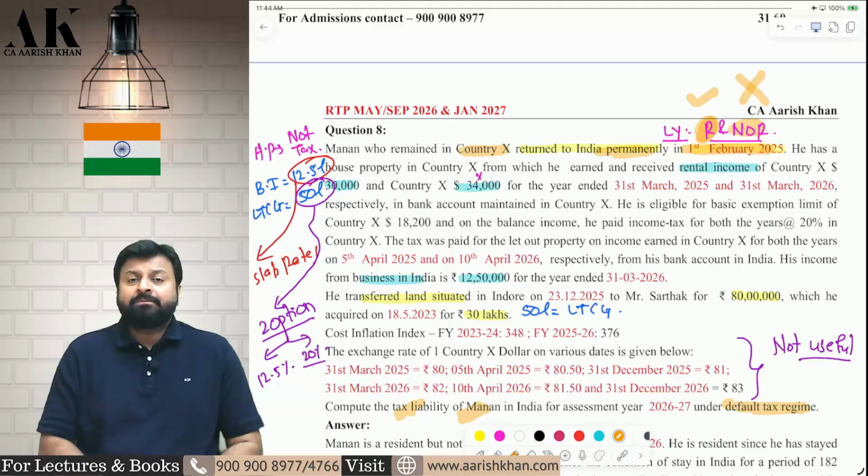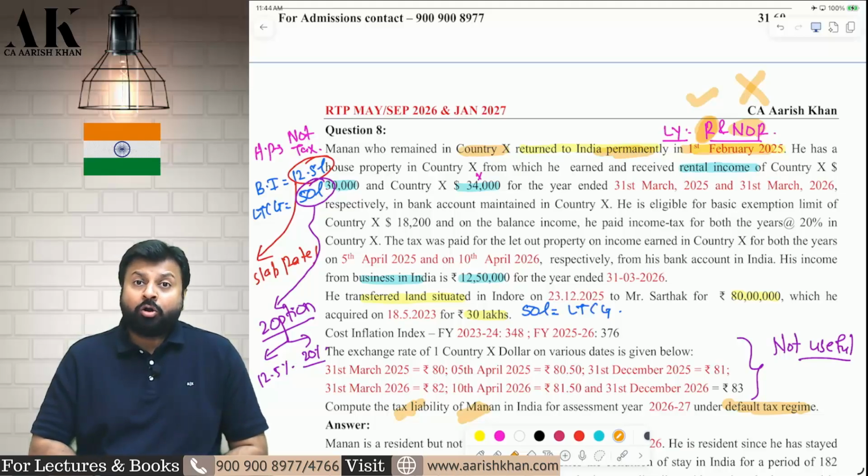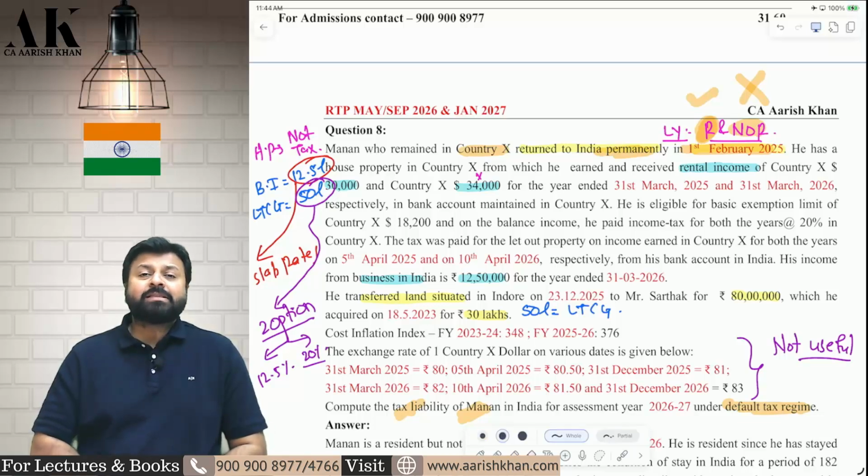Now we need to understand which incomes of a resident but not ordinarily resident are taxable in India. Only incomes which are accrued or deemed to accrue in India, or only incomes which are received or deemed to be received in India. And in case of PGBP, if the business is done outside India but controlled from India, or if the profession is done outside India but set up in India, only then it is taxable. If an income is accrued outside India and received outside India, then that is not taxable for NOR. That is only taxable for R and OR.